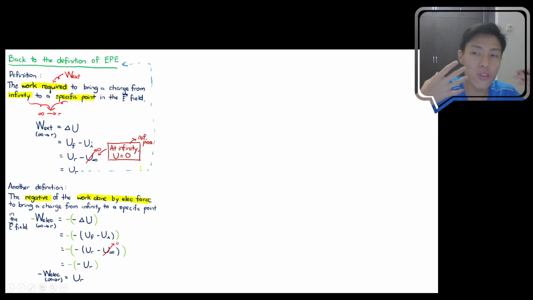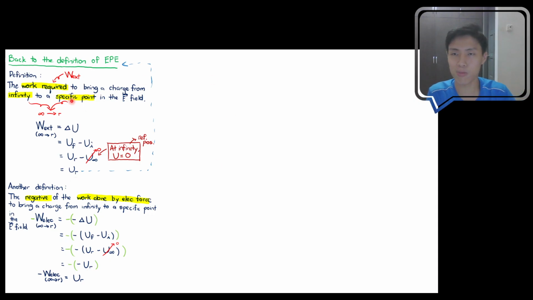So this is also a valid definition, because the negative of the work done by electric force is actually the same thing as the work done by external force. Okay, so this is also seen in certain books somewhere. This is also an acceptable definition. Okay, there's many ways to twist around the definition.